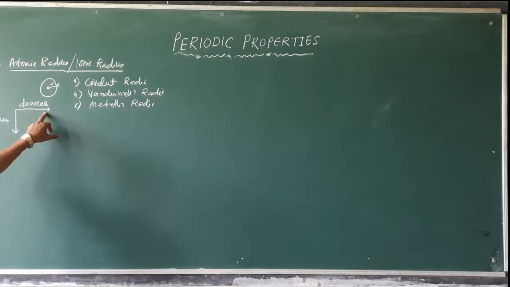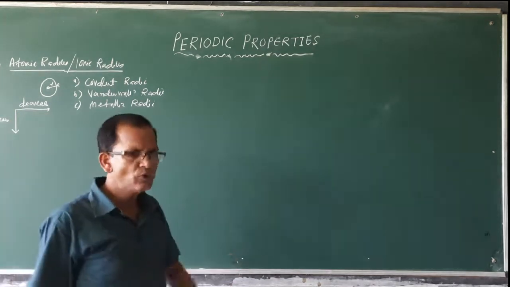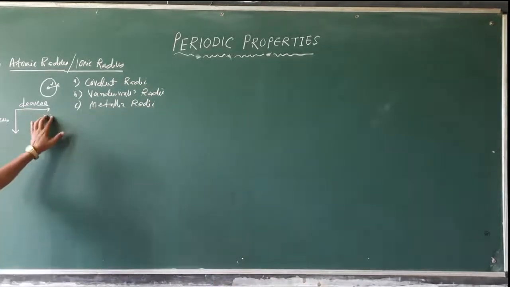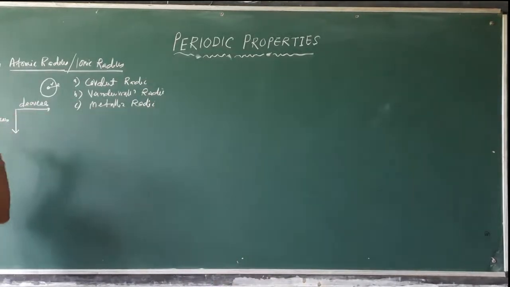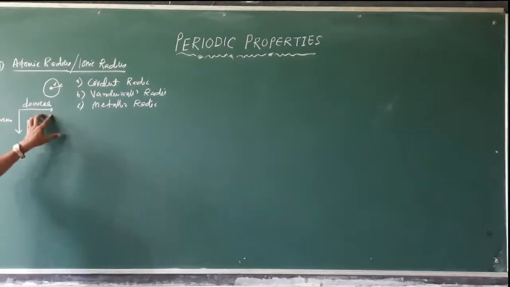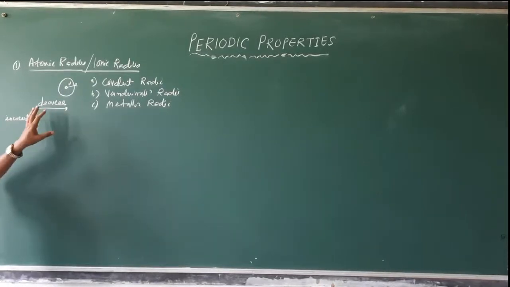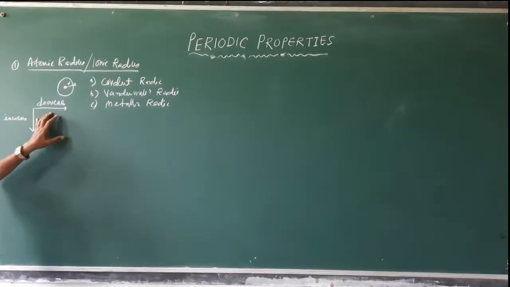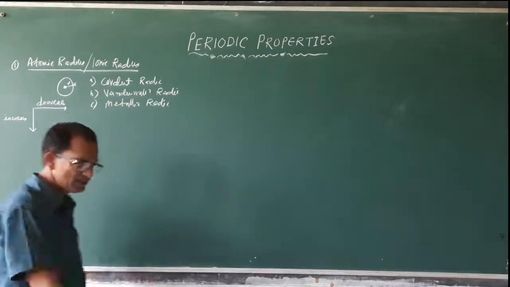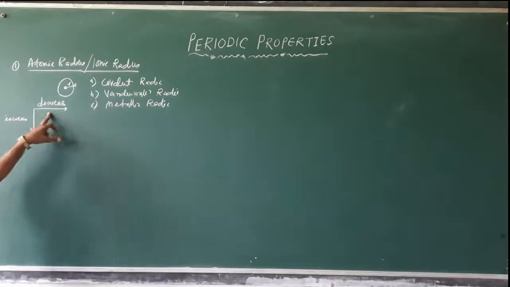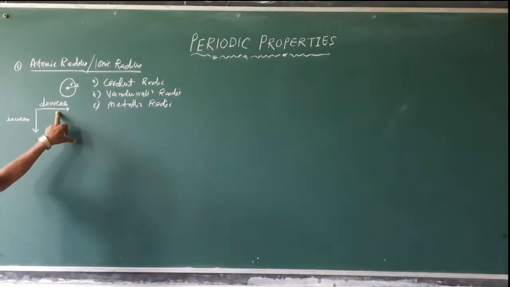But along the period, no new shells are produced, but electrons are added in the same shell with an increasing number of protons, resulting in decreasing size. When the number of protons increases but the electron is added in the same shell, then the nuclear force will be more, that's why size decreases.